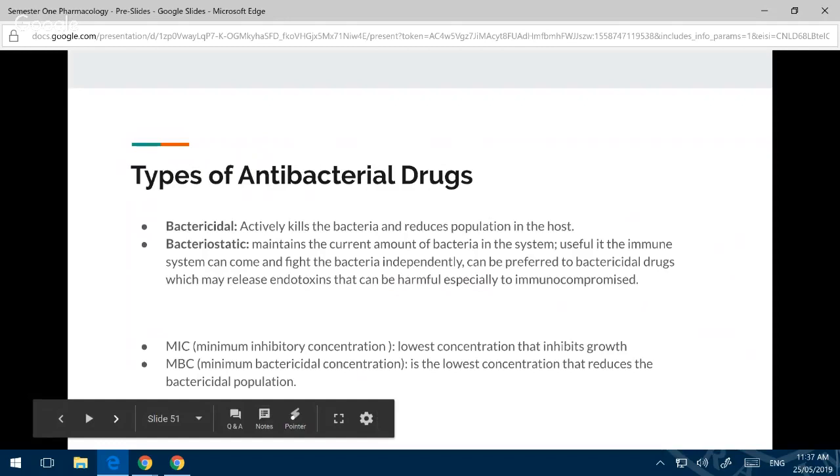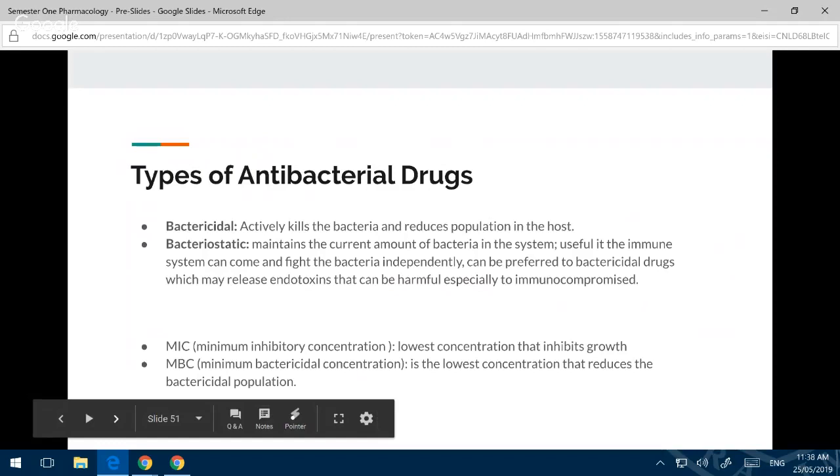Types of antibacterial drugs. Bactericidal drugs are those that actively kill the bacteria, whereas bacteriostatic drugs maintain the amount of bacteria in the system. So you might ask why we would use this. Well, it's if patients are immunocompromised and require this sort of drug, because bactericidal drugs have a tendency to release endotoxins after they kill the bacteria, which can be particularly harmful.